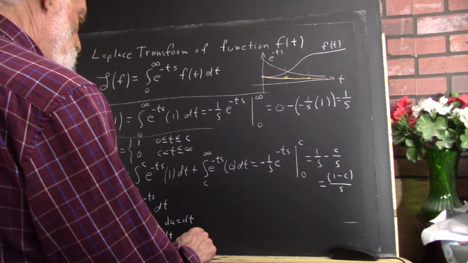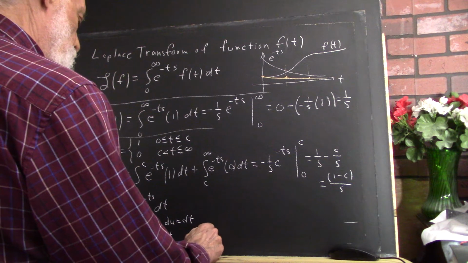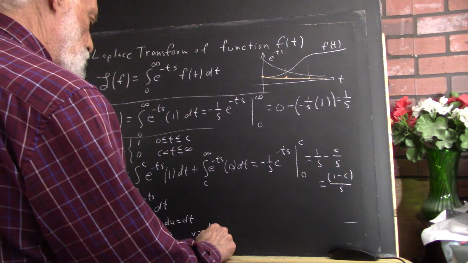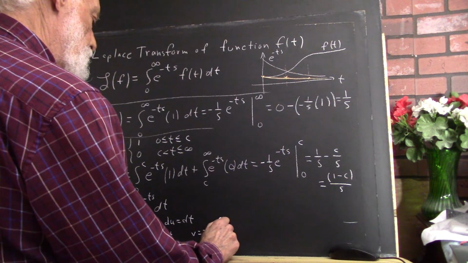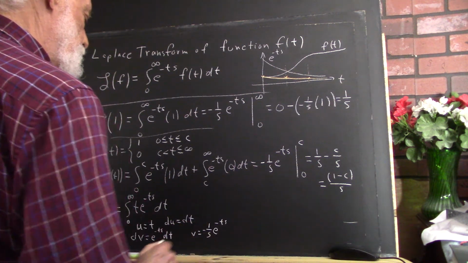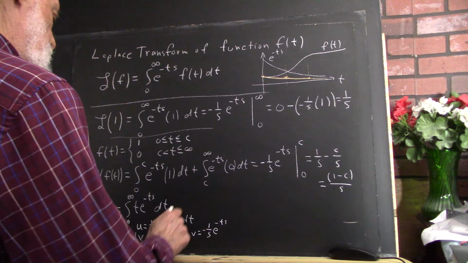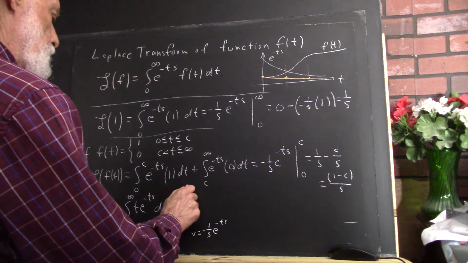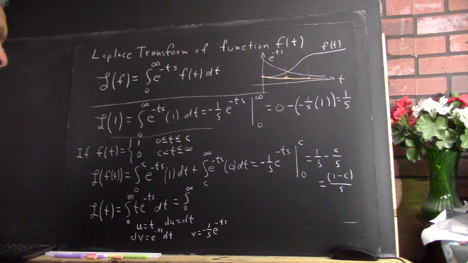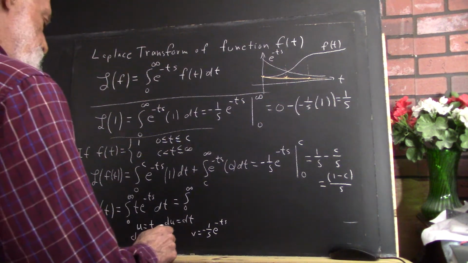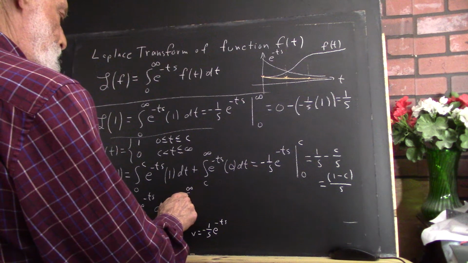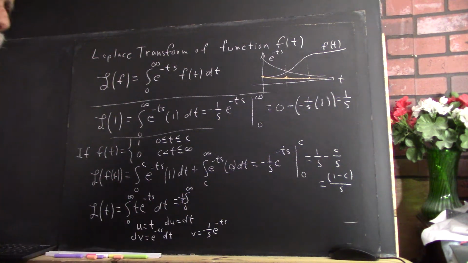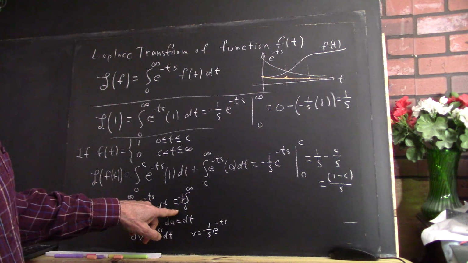So then v could equal negative 1 over s e to the negative ts. So now this becomes the integral from 0 to infinity of uv, which is negative 1 over s, and I'll put the negative 1 over s out here.